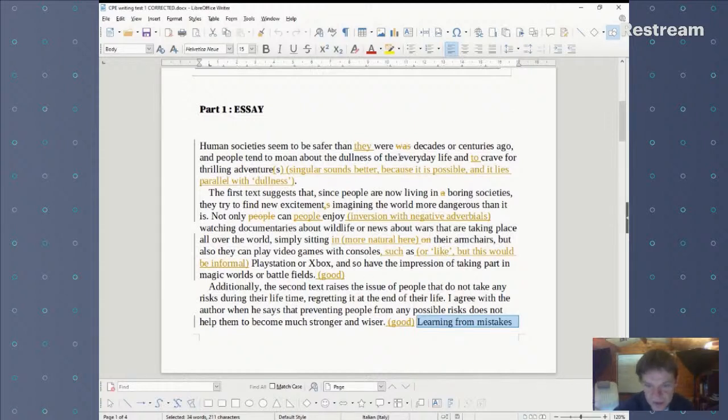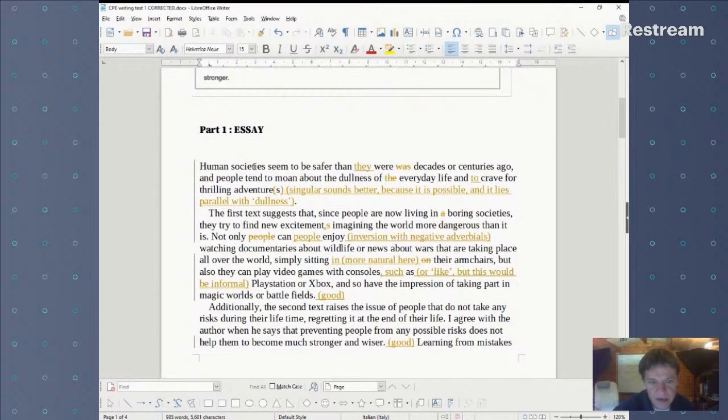Okay, I've noticed another mistake actually that I missed, which is that article mistake. So let's talk about the mistakes in this first part. And I thought it started well. I thought this was a good introduction. But human societies seem to be safer than, now we can't just say than was decades ago. We need to say than they were decades or centuries ago.